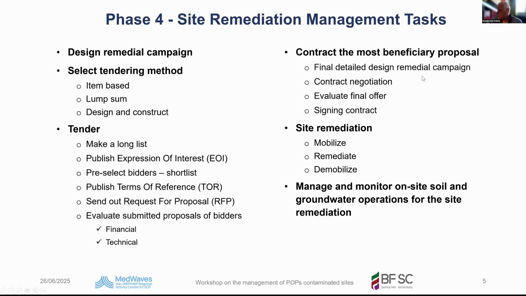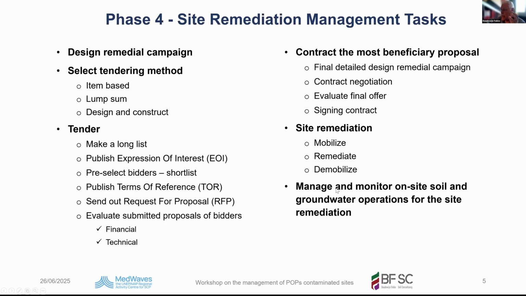Finally, detailed design of the remediation campaign, contract negotiation, evaluate the final offer, and sign the contract. So these are the steps to be taken once you have selected one. Then the remediation itself: the contractor will mobilize and remediate, so implement the remedial action in conformity with the terms of reference given in the request for proposal, and then the demobilization. And this process has to be managed and monitored on site during the whole operation.